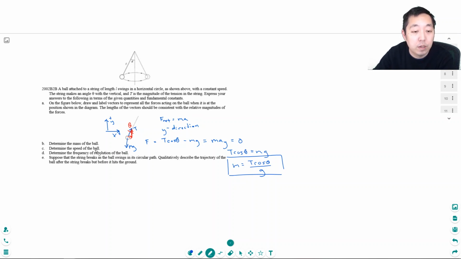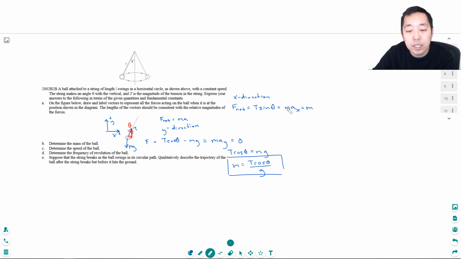Determine the speed of the ball. For the speed of the ball, I have to look at the x direction. So let's look at the x direction net force equation. In the x direction, it only has a single force component. It has T sine theta, and that has to equal ma in the x direction.